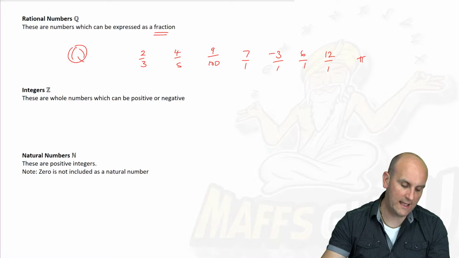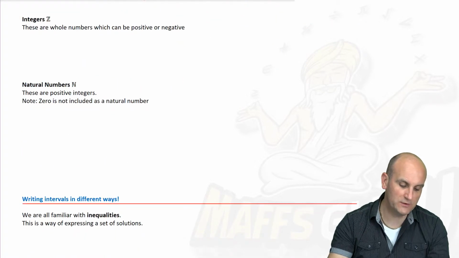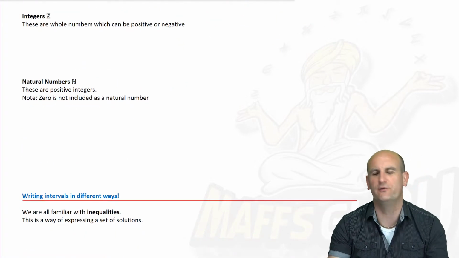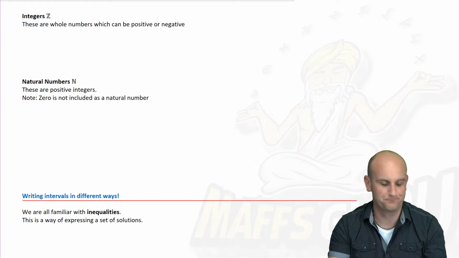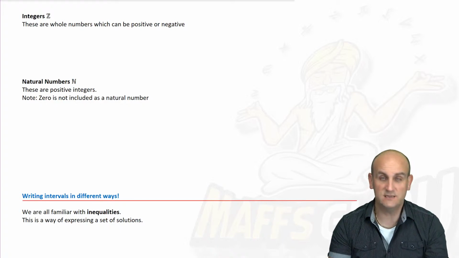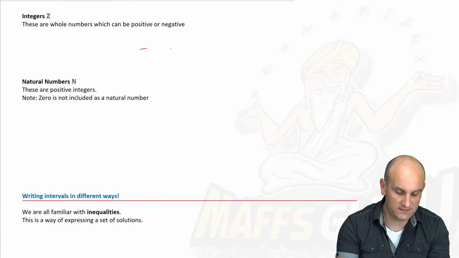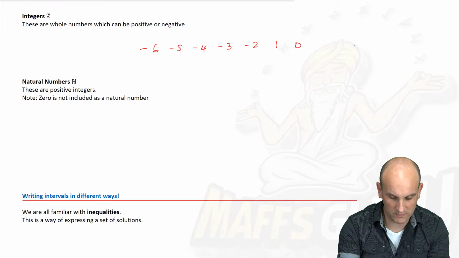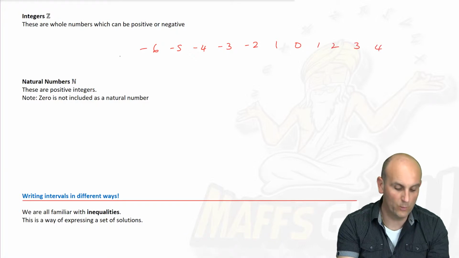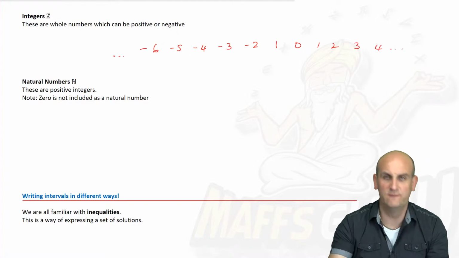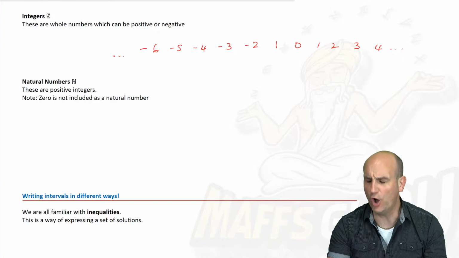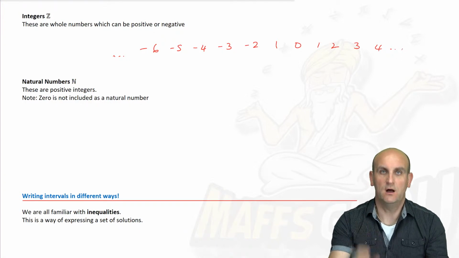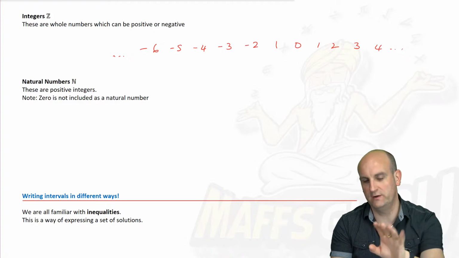Then we go down to integers. Now, if you are a computer programmer, you will know what an integer is because you'll be using them all the time. But integers are basically just whole numbers that can be positive or negative. So examples are -6, -5, -4, -3, -2, -1, 0, 1, 2, 3, 4. And we can continue once again to infinity and beyond. Okay, Buzz Lightyear, love, love, love. Integers are whole numbers that can be positive or negative.